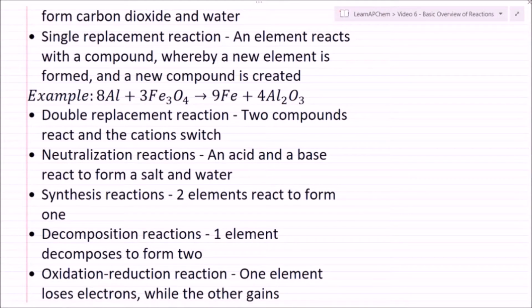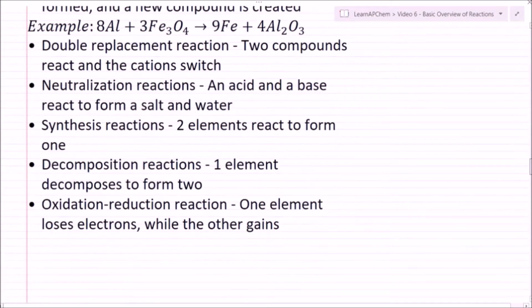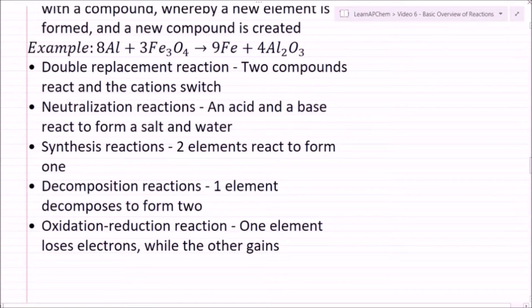Synthesis reaction, two elements react to form one. So this would be, like I talked about earlier, hydrogen gas and oxygen gas reacting to become water. The opposite would be a decomposition reaction, so one compound decomposing to form two. And then an oxidation-reduction reaction. One element loses electrons while the other gains. And I'm going to talk about that in greater detail in a second.